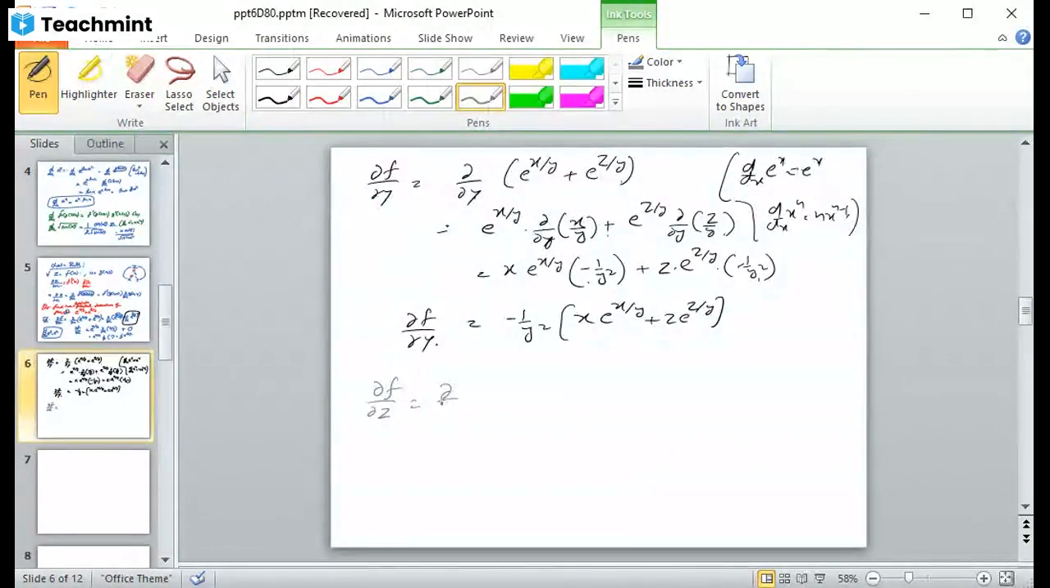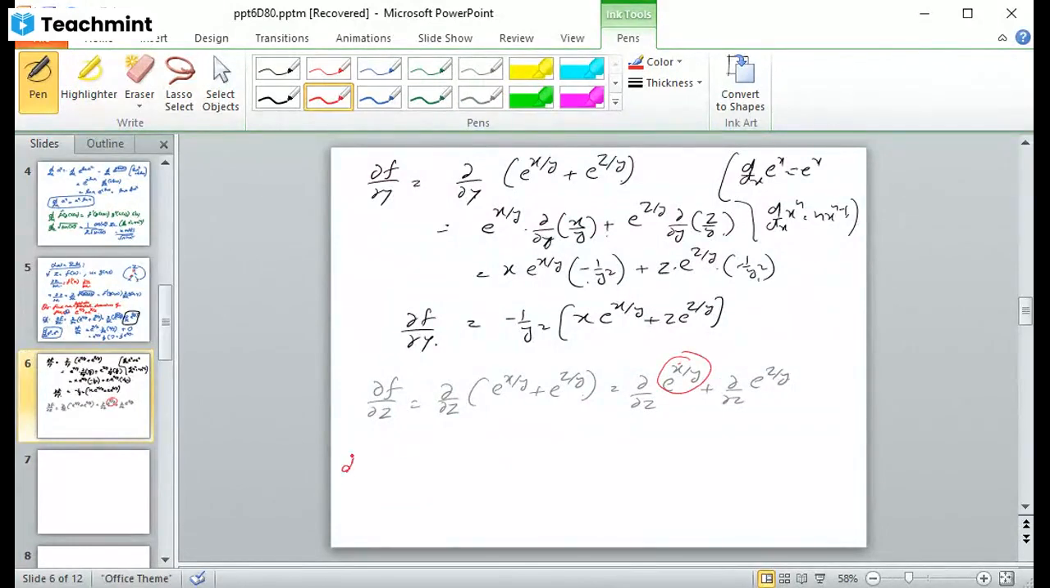this is ∂/∂z of e^(x/y) + e^(z/y). Now when we differentiate with respect to z, the first function is treated as a constant. So we take the derivative of e^(x/y) and the derivative of e^(z/y). When we differentiate with respect to z, this function is treated as a constant, and we know the derivative of a constant is 0. So the derivative of the first term is 0.